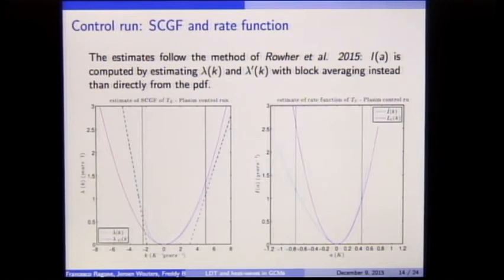To reply to your question, first of all, we compute the scale generating function and the rate function with the direct method. The method we have used is based on a paper by Rauer, Angeletti and Touchette, which is still an arXiv paper, in which they show that to compute the rate function in a nice way, it is actually better to first compute the scale generating function and its derivative with a block averaging method, and then compute the rate function through a Legendre transform.